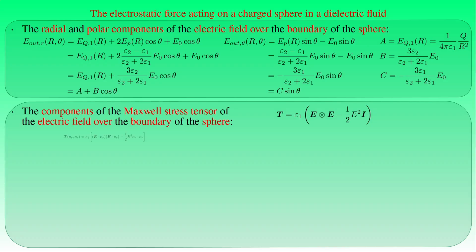Firstly, we evaluate the stress tensor T in both of its arguments at the radial unit vector, which gives epsilon 1 times the difference between the dot product of the field strength E with the radial unit vector E R times the same dot product, and 1 over 2 times E squared times the dot product of the radial unit vector E R with itself. This gives epsilon 1 times the difference between the square of the radial component of the field strength E, minus 1 over 2 times epsilon 1 times the square of the magnitude of the field strength E. Since the azimuthal component of the electric field E vanishes due to its symmetry about the z-axis, the square of its magnitude is equal to the sum of the square of its radial component and the square of its polar component.